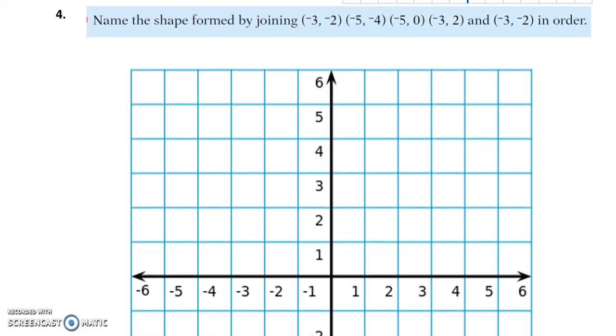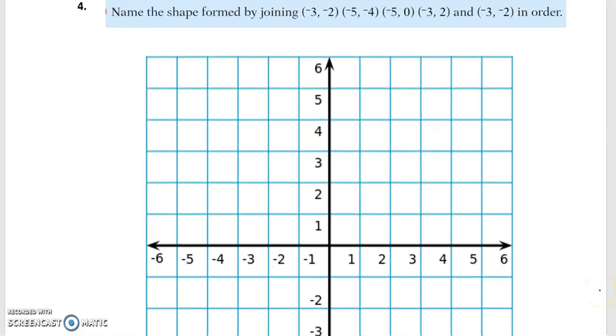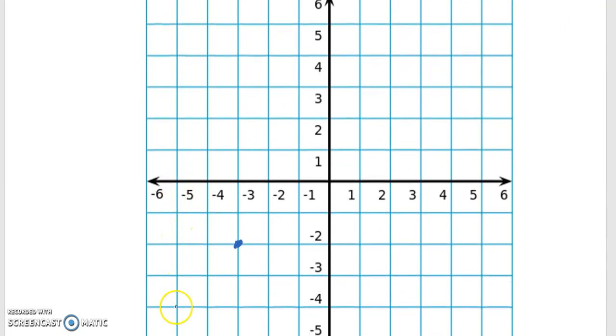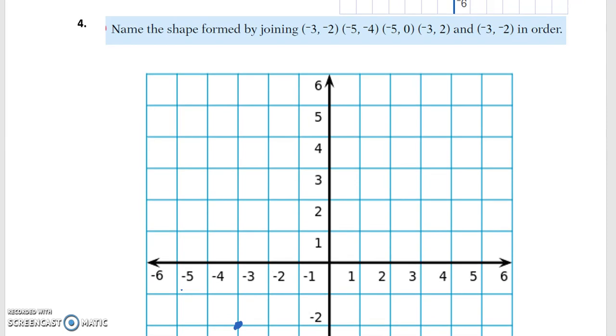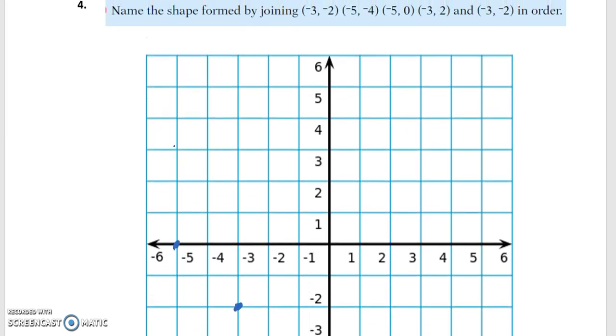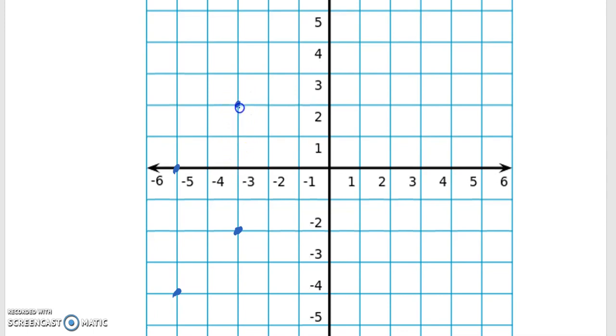All right, in number 4, they ask you to do a similar thing to what we were doing before. Name the shape by joining these coordinates. Okay, so I'm going to go to -3 as a start and then -2 and put a point. -5, -4. So I'm going over here to -5 and I'm going down to -4 and I'm putting a point. Then I've got -5, 0. So that's going to be here. And then my last point is -3, 2. -3, +2, which is up here.